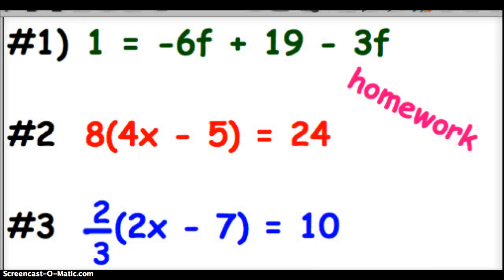Here are your 3 homework problems tonight. Make sure to show your work, and to guarantee that you've done it correctly, I recommend checking your answers.